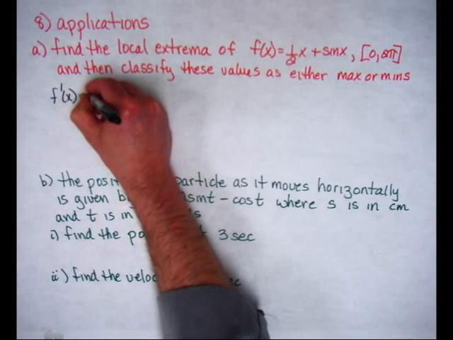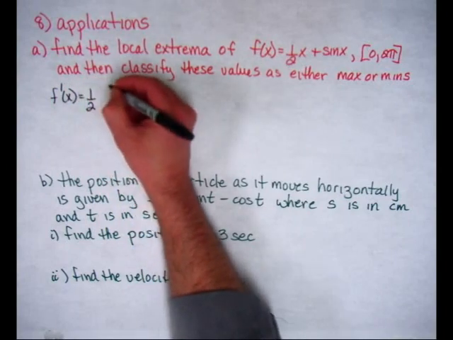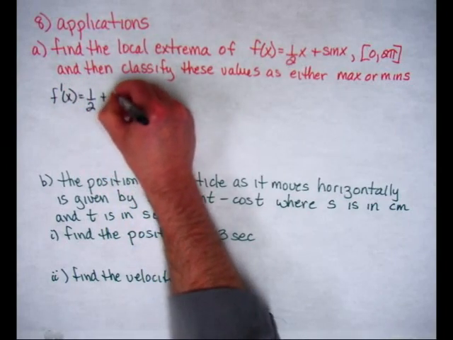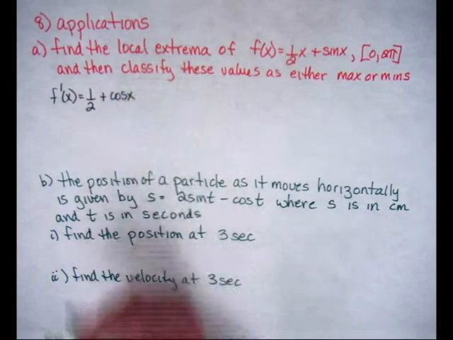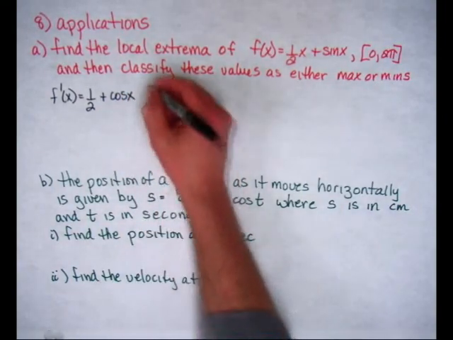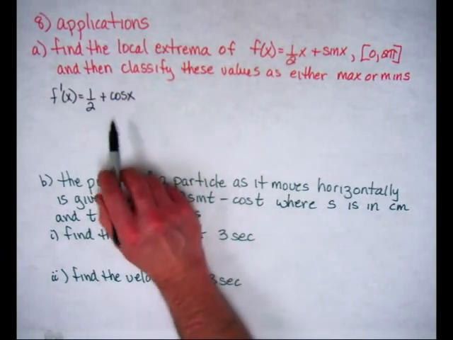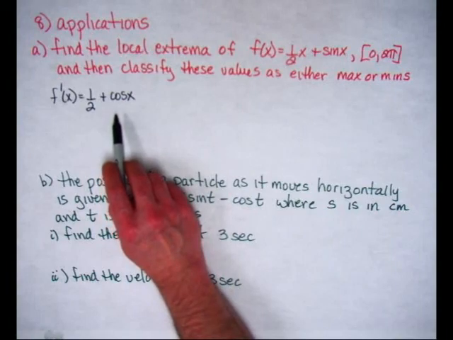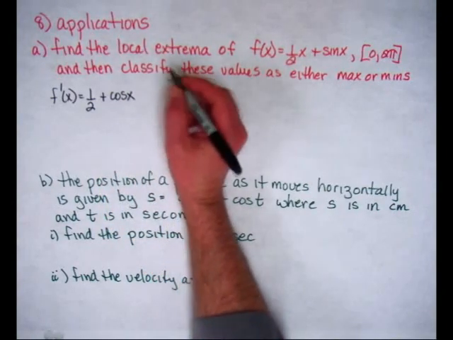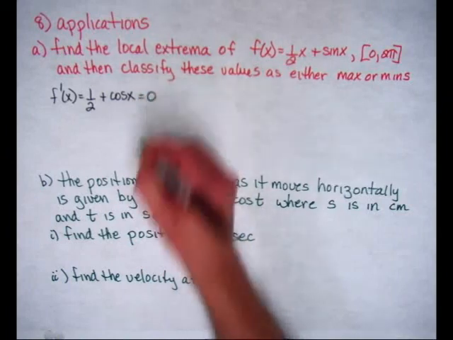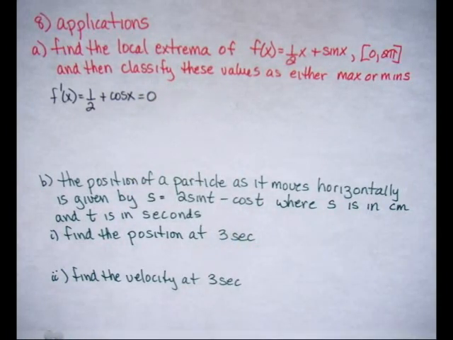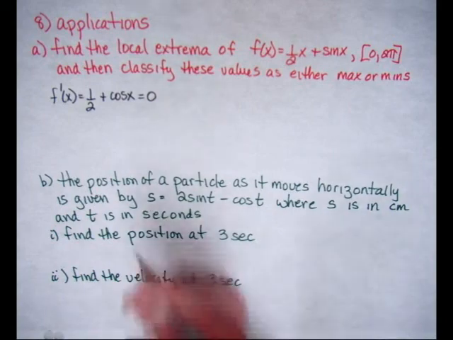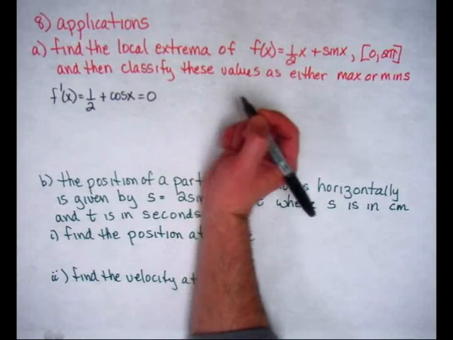So the derivative of 1/2 x is 1/2, and the derivative of sine x is cos x. So there's our derivative. Now that derivative would not have any values where it would not exist. There's no restrictions on the domain, so we're simply going to make our derivative equal to 0. Wherever our derivative is 0, our graph will have a horizontal tangent, and we will have an extreme value. Now, in order to do this, you have to know how to solve a trig equation.